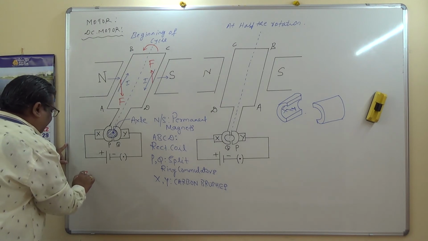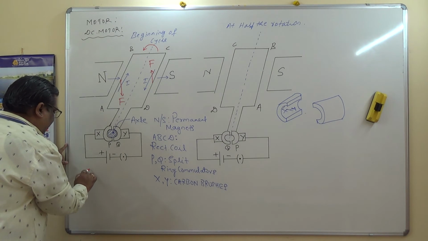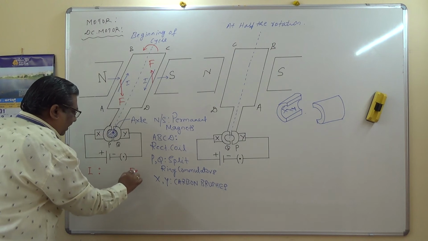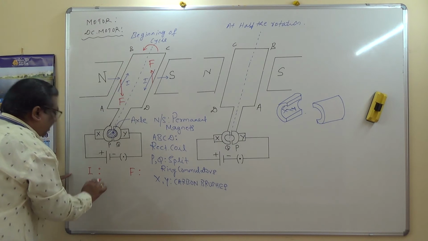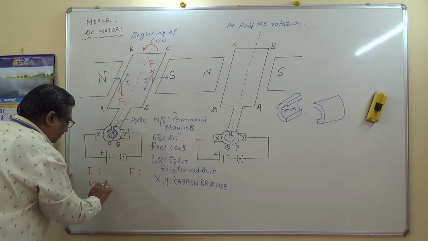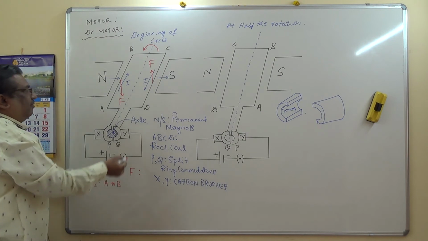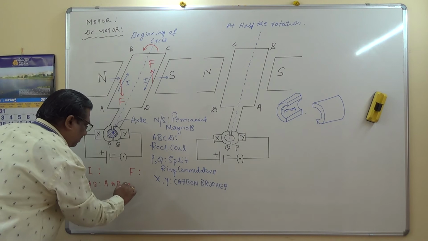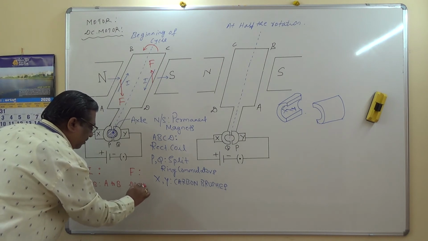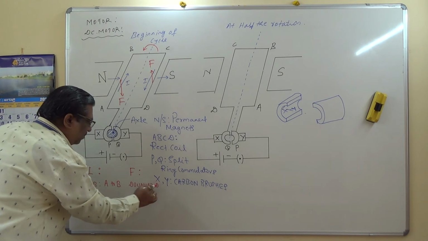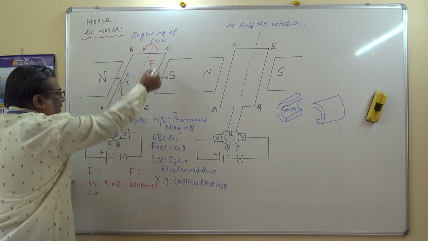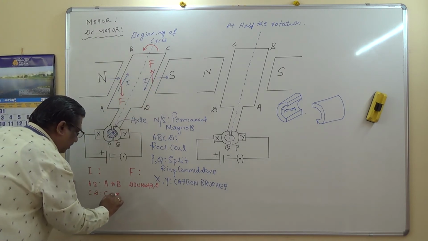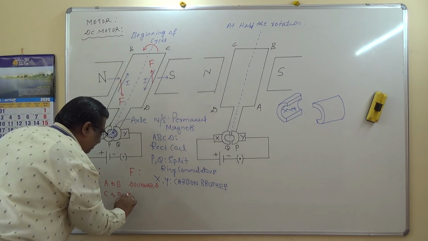Direction of the current, current direction and force direction. In arm AB, current from A to B, and force downward. Okay. Now in arm CD, the current is from C to D, and force upward.